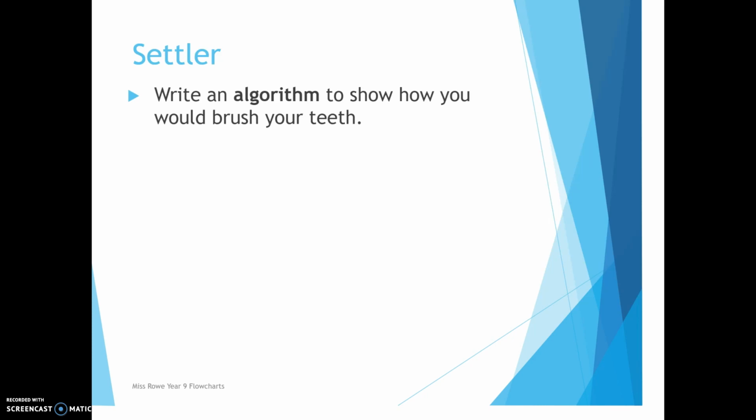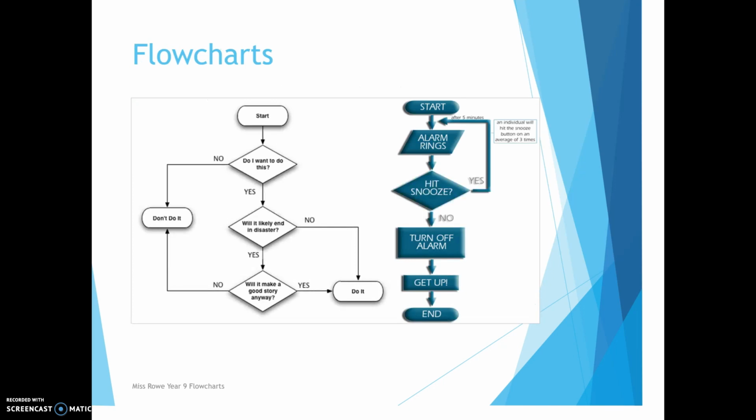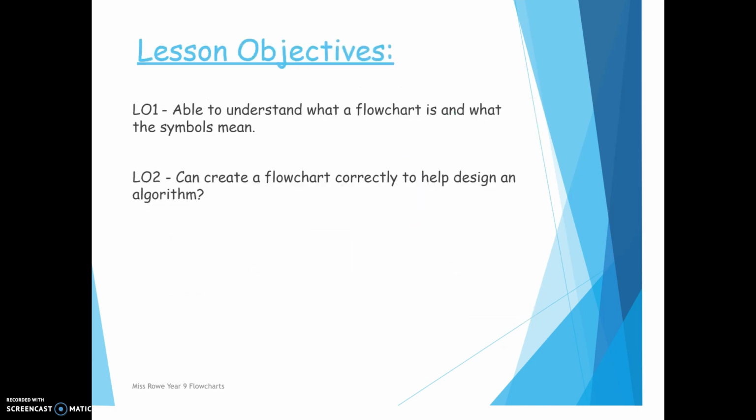So anyway, this is what I wanted you to see, the different steps. There's not just one step. So here we go, flowcharts. Lesson objectives on Thursday: you are able to understand what a flowchart is and what the symbols mean. And lesson objective 2, can create a flowchart correctly to help design an algorithm.